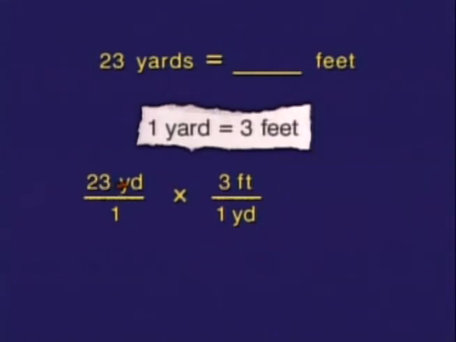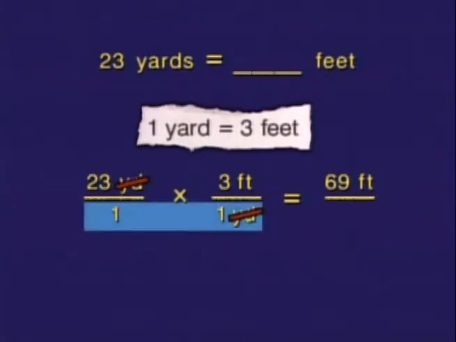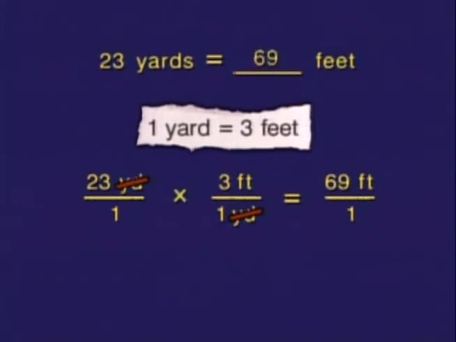At this point, we can cancel yards. Next, multiply. In the numerator, 23 times 3 feet is 69 feet. The denominator is 1. You'll need 69 feet of chain-link fence for your yard.